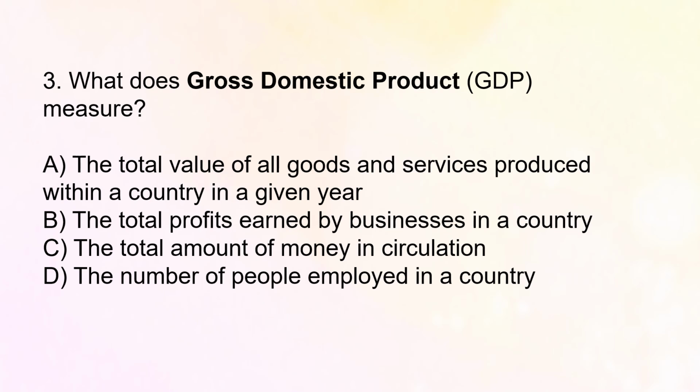Number three, what does gross domestic product or GDP measure? Letter A, the total value of all goods and services produced within a country in a given year. Letter B, the total profits earned by businesses in a country. Letter C, the total amount of money in circulation. Or letter D, the number of people employed in a country.